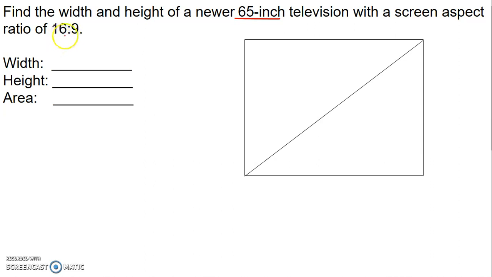16:9. So again, when they give you an aspect ratio, for example 16:9, this is the width and this is the height. The width is always a longer number and the height is always a shorter number. Okay, so make sure we keep those straight.